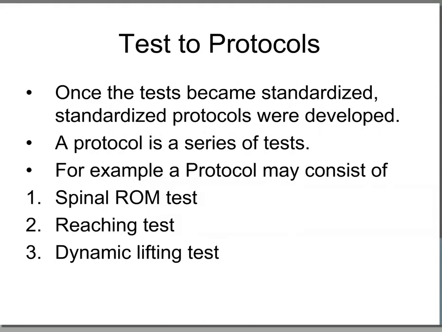Standardization of tests started in the 1940s with the Purdue pegboard, continued through the 70s with the range of motion and the work samples, and then into the 80s with the hand grip, isometric, and dynamic lifting. Once the tests became standardized, protocols were developed. A protocol is a series of tests. For example, a protocol may consist of spinal range of motion test, a reaching test, and a dynamic lift test.